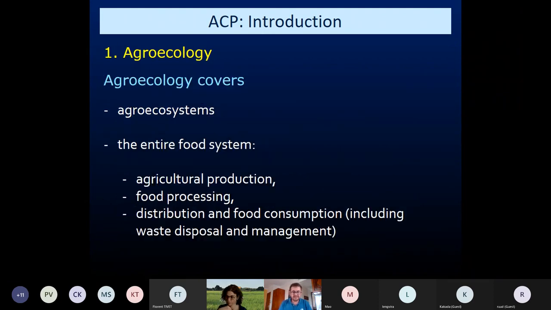It covers, of course, the agroecosystem, what we call agroecosystem. It can be a cropping system, but it can also be a landscape or a territory, and also the whole food systems, including the production, of course, but also all the process of transformations, the distribution, the consumption, and also the management of waste.